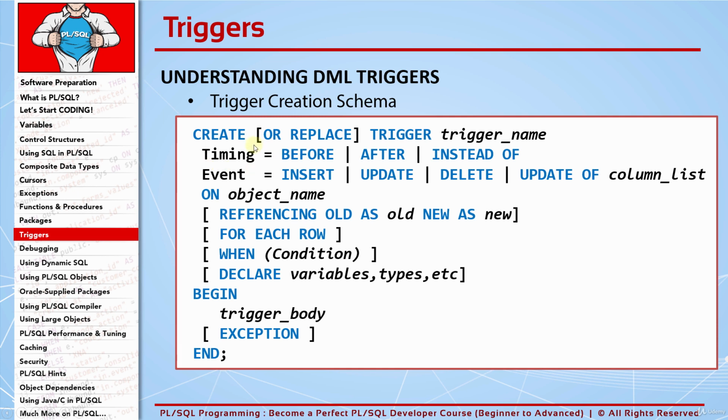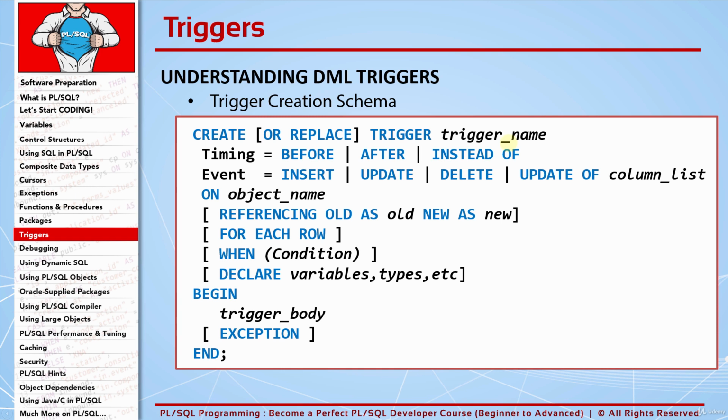So what are these timing indicators? We have three different options for that. If we select before, the trigger will be fired right before the specified DML event. For example, if we are making an update, this trigger will be executed right before that update statement. If we select after, the trigger will be fired after the execution of that specific update. If you select the instead of option, this time the trigger will be executed instead of that update.